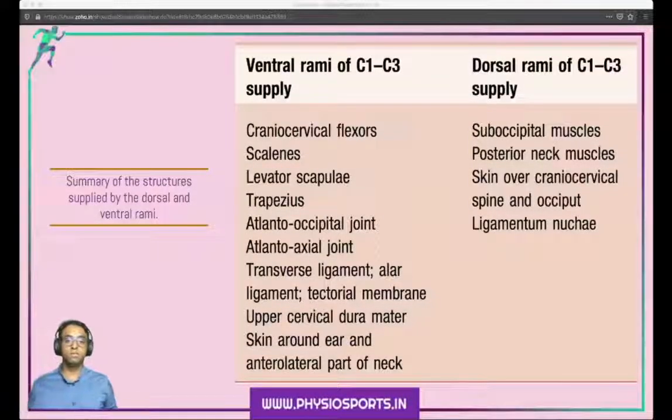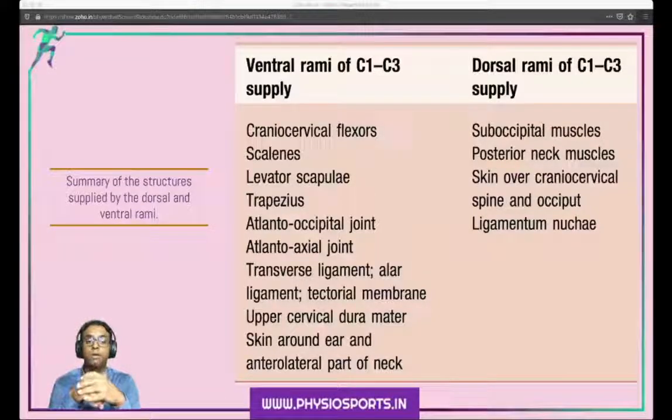Now the summary of the structures supplied by the dorsal and ventral rami. Please have a look. This is the summary of the ventral rami of C1 to C3. It supplies the craniocervical flexors, the scalenes, levator scapulae, trapezius. It has sensory supply to the atlanto-occipital joint, atlantoaxial joint, transverse ligament, the alar ligament, tectorial membrane, the upper cervical dura mater, and skin around the ear, and anterior lateral part of the neck. The ventral rami supplies this portion.